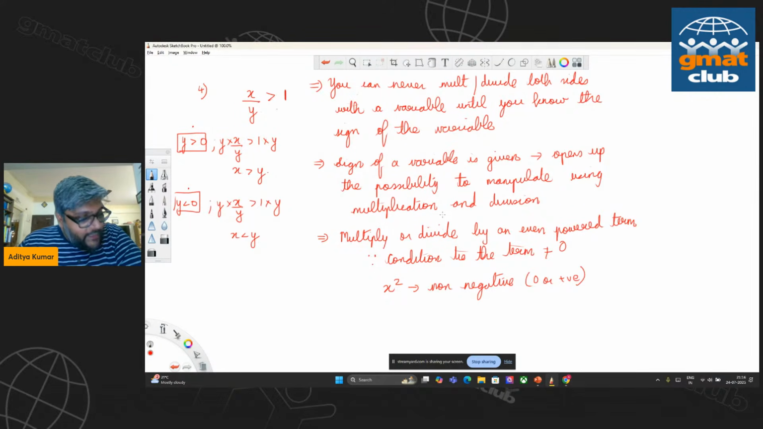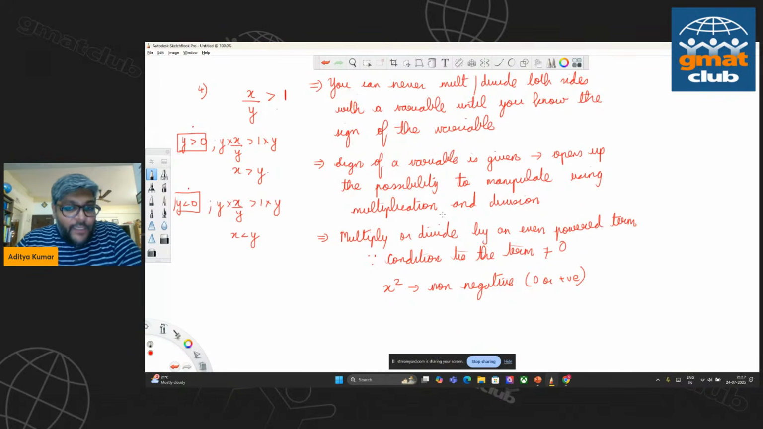Make sense? So the fourth fundamental rule states you can never multiply or divide both sides by a variable until you know the sign of the variable. Remember, if the sign is given, it's a very, very important piece of information because it opens up the possibility for you to manipulate using multiplication and division. And you can multiply and divide both sides by an even powered term, but it is conditioned to that term not being equal to 0.